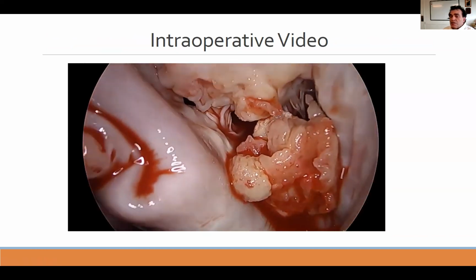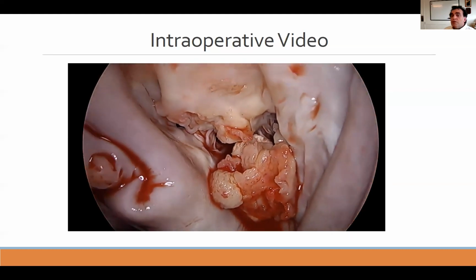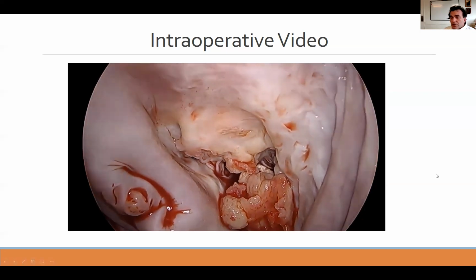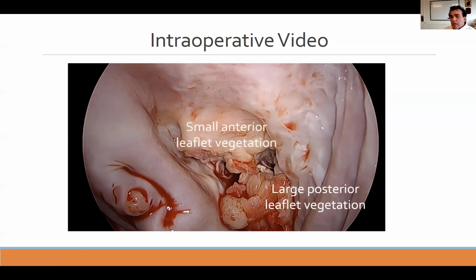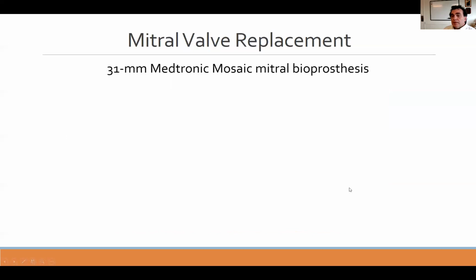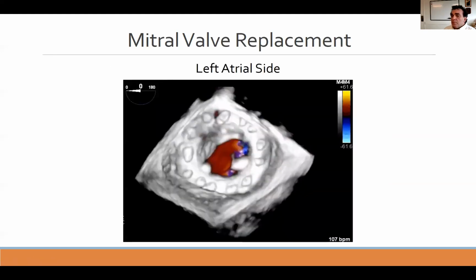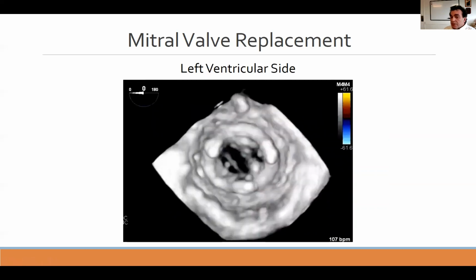You see there is a large vegetation on the posterior aspect of the mitral leaflet, but also a smaller vegetation, a kissing lesion, on the A2 scallop of the valve. So a large posterior leaflet vegetation and a smaller anterior leaflet vegetation. And this is the intraoperative specimen from the posterior leaflet, a large vegetation, with a smaller vegetation from the anterior leaflet. And then the patient underwent mitral valve replacement using a Medtronic Mosaic bioprosthesis, properly functioning, and the patient did really well.